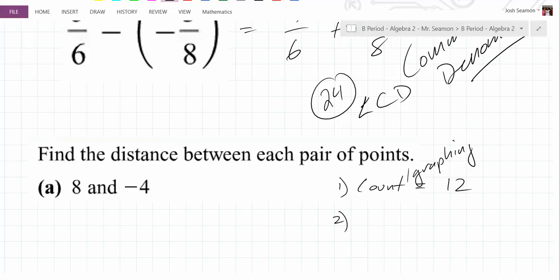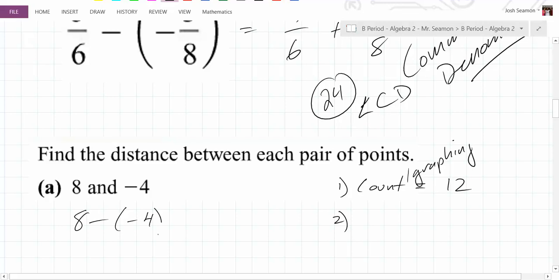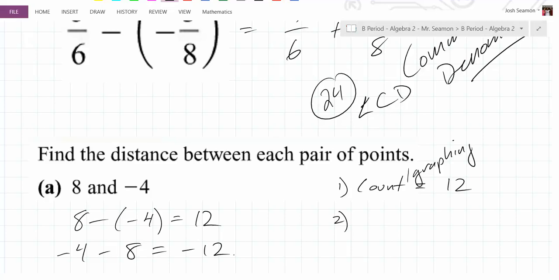Because I know addition. Algebraically, you didn't add 2 and 6. You subtracted, right? Okay. So if you subtract these, what's 8 minus negative 4? 12. But saying the distance between 8 and negative 4 is the same thing as saying the distance between negative 4 and 8. So what happens if I subtract it like this? What do I get? Negative 12. But distance is always positive. What do you do to 12 and negative 12 to get the proper answer? Absolute value. So, or you could do the absolute value of a minus b.